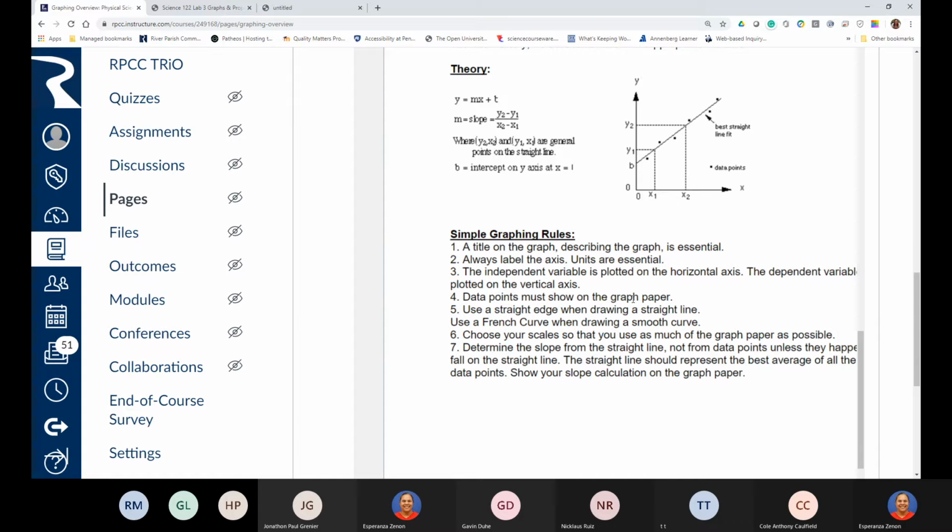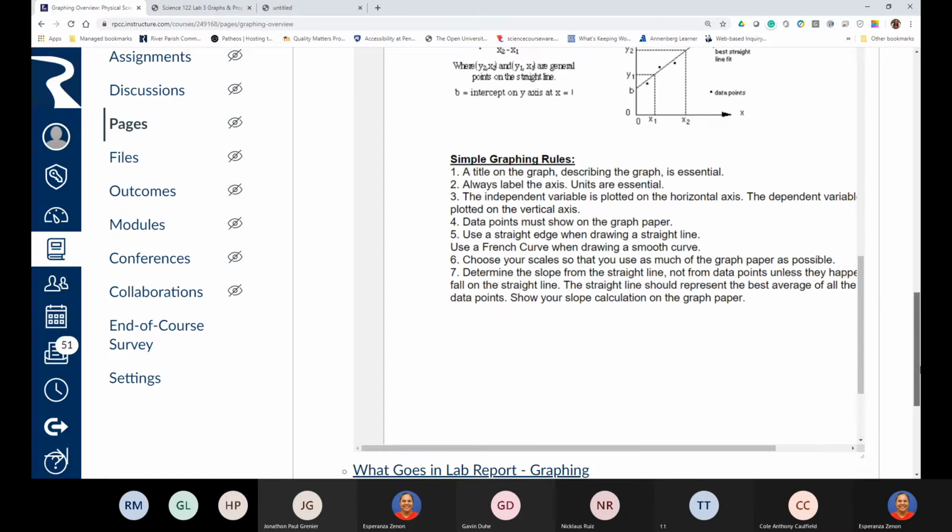All right. Data points must show on the graph. So, while I want them neat, use a nice sharp pencil to draw them. Use a straight edge to draw your straight line. Okay. Don't worry about a French curve. You don't have to do that. I mean, we're not doing S curves or anything like that. All right. Make sure you use your scale.